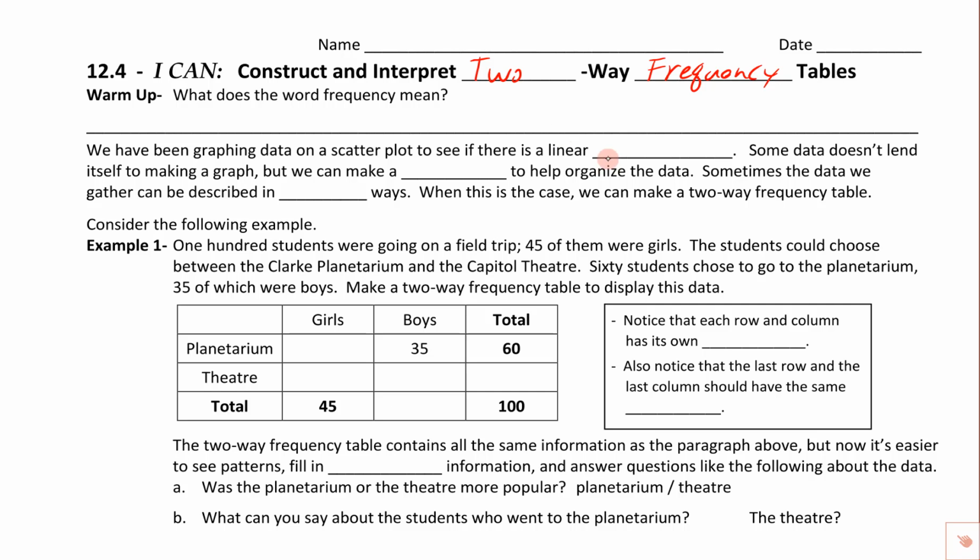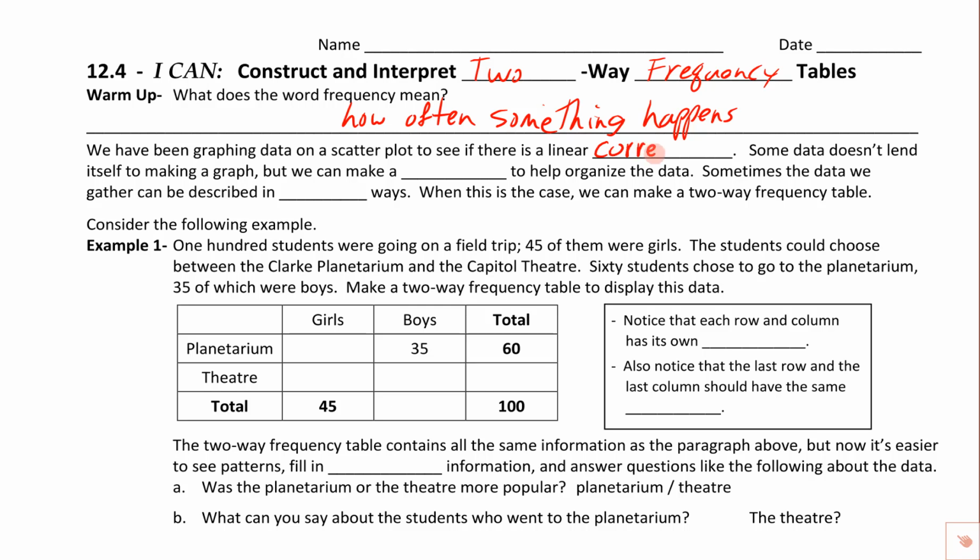And as a warm-up, I hope you are familiar with the word frequency. What does the word frequency mean? Frequency means how often something happens. So when we talk about its frequency, we're talking about how often it occurs. How often something happens.